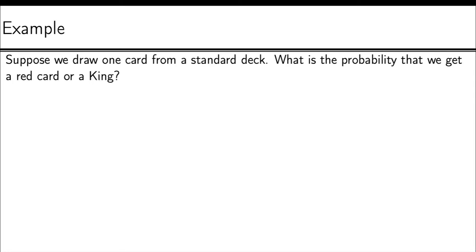Suppose we draw one card from a standard deck. What is the probability that we get a red card or a king? So probability of a red or a king. Our OR formula says this is the probability of a red card plus the probability of a king minus the probability of a red card and a king.